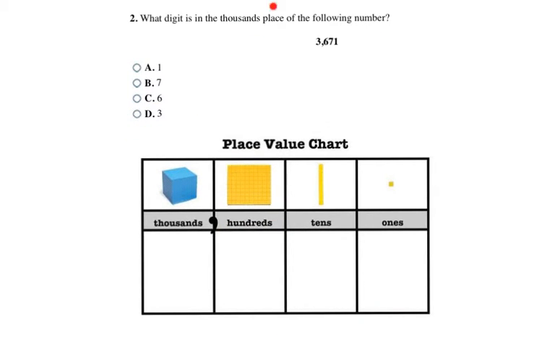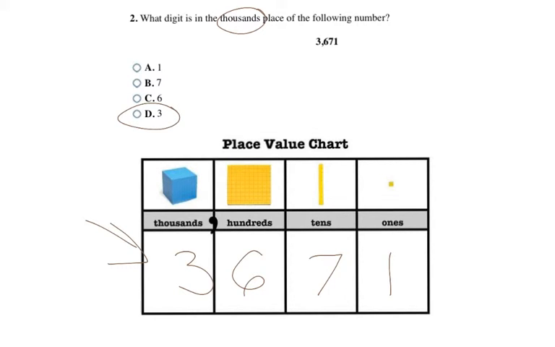This question here asks us what digit is in the thousands place in the following number, and they give us 3,671. So I'm going to copy that number into my chart, starting with the ones and working to the left. And it asks about the thousands place, and so I look at the thousands place, and in my chart I have a 3 there, so it's going to make D my answer. Now if you've gotten used to these, you might be able to just know, okay, the thousands place is 1, 2, 3, 4 over from the right, and so 1, 2, 3, 4, that's going to be the 3. So either way will get you the correct answer.